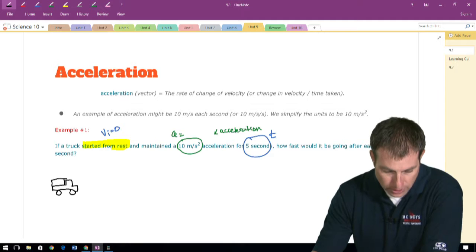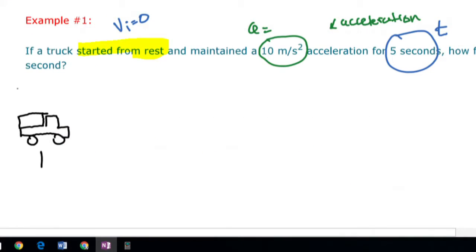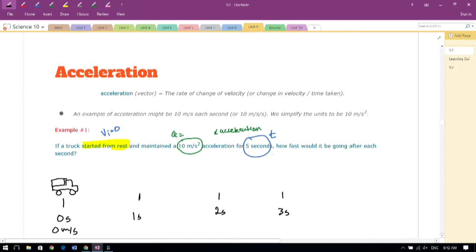All right, so the truck, it started from rest. So we have time 0, and our velocity is 0 meters per second. So it's not going anywhere. It's at rest. It says it accelerated at 10 meters per second squared for 5 seconds. And then it asks us how fast would it be going after each second. So let's put a little marker out here. There's 1 second. Another marker, 2 seconds. Another marker, 3 seconds. 4 seconds. I'm gonna run out of room. Nope. 5 seconds. There we go.